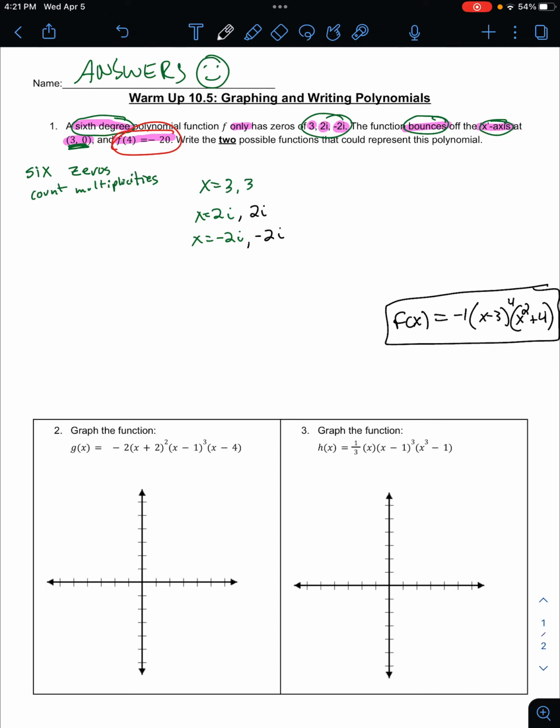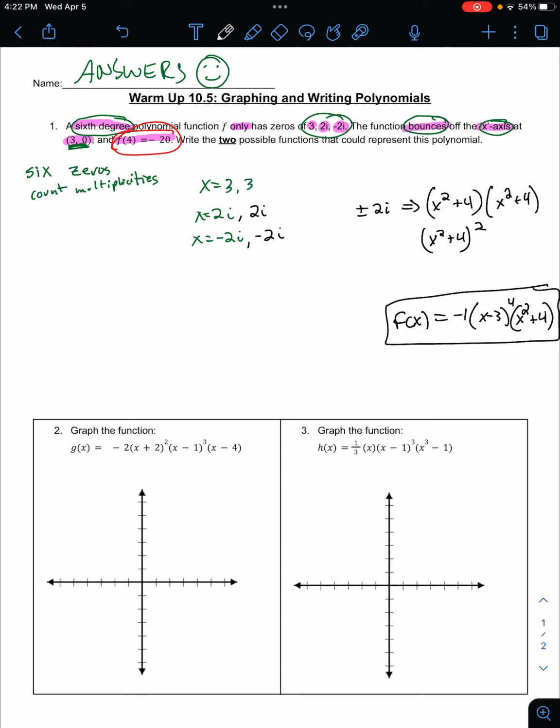Well, we already determined that this plus or minus 2i must have come from x squared plus 4 being a factor. And so if we have a multiplicity of 2, that means another factor of x squared plus 4 might exist, or I could write it as x squared plus 4 squared. Either way would be fine.